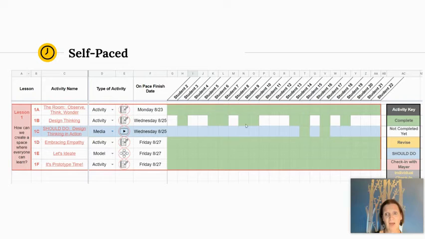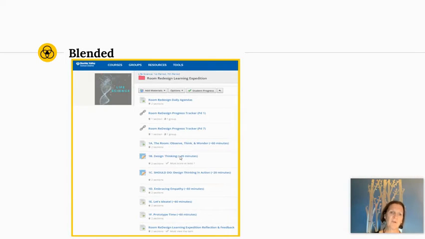All the students are up top, so the different colors mean different things. So students always have access to this, and they know exactly what they need to do when they walk into the classroom. And I will be sharing this with families too as we move forward. Finally, our classroom is what is called blended.